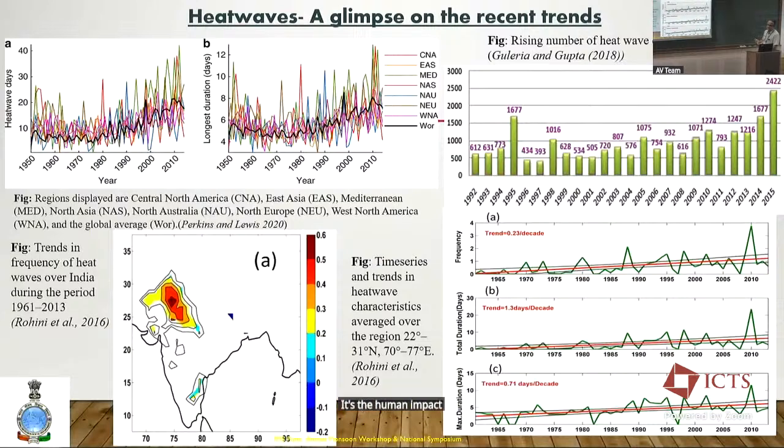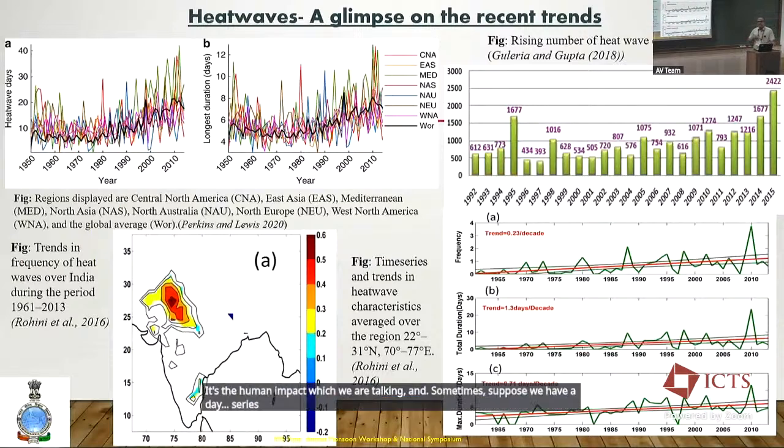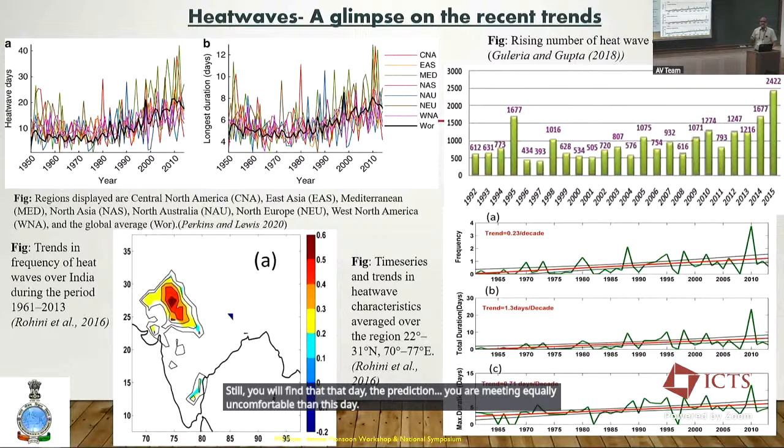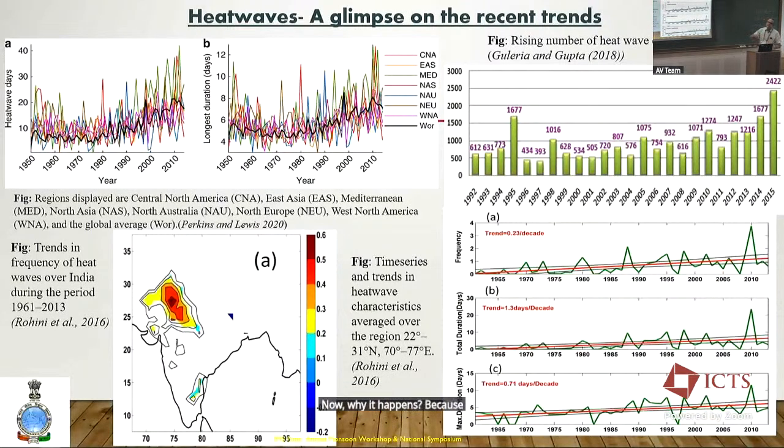Suppose we have a series of days with temperatures 38, 38, 38, and even if the next day it comes down to 37.5, you will still find that day equally uncomfortable. Now, why does it happen? Because of the accumulated effect.